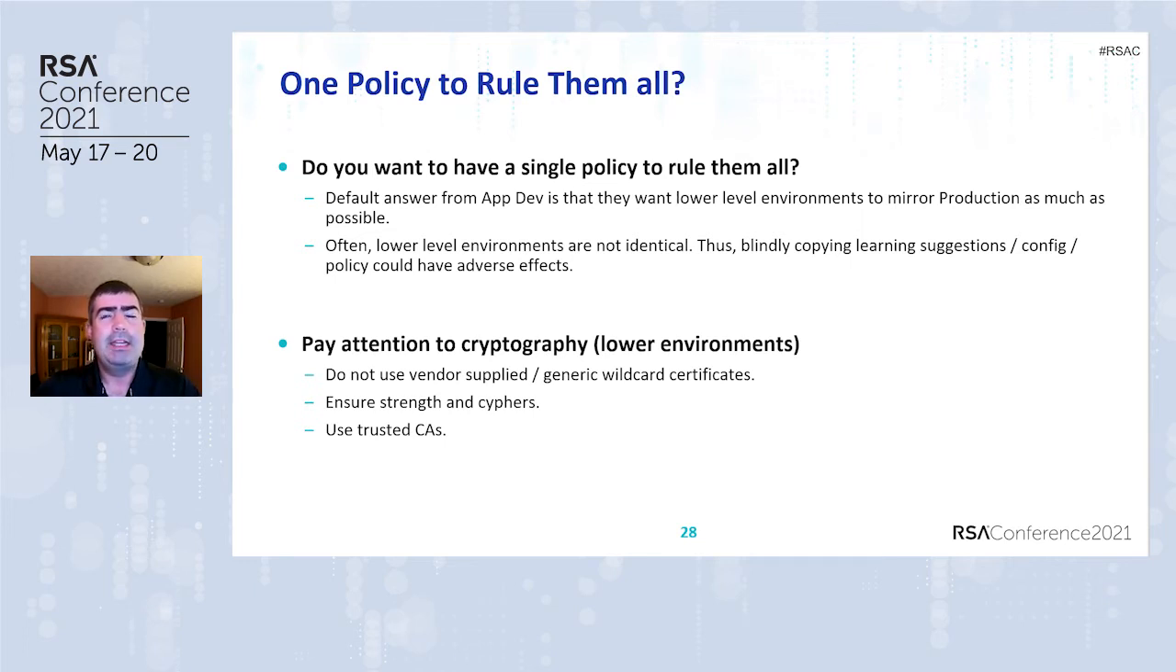Additionally, we need to pay attention to cryptography. So I found in a couple of environments that we were using generic vendor supplied wildcards, especially in the cloud. And so we had to switch them over to our corporate CA. And of course, we need to evaluate things like crypto strength and the ciphers that we are allowing.